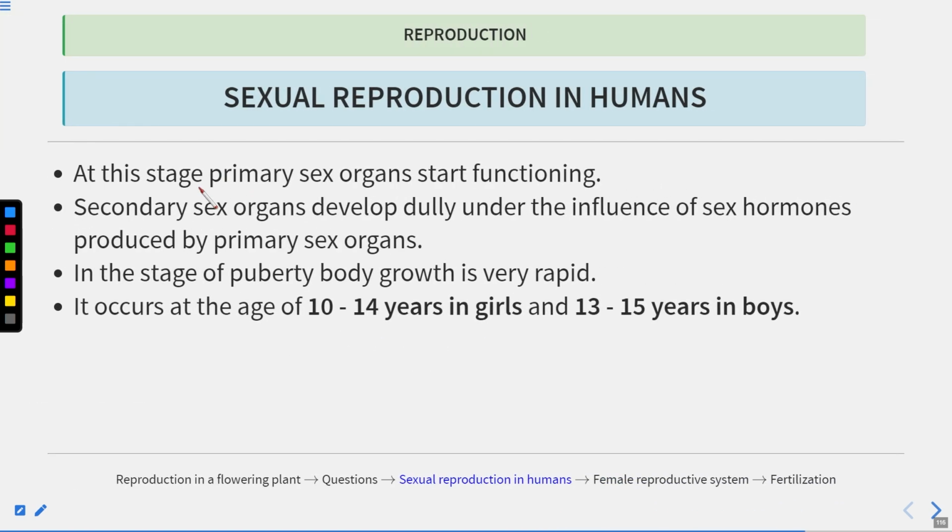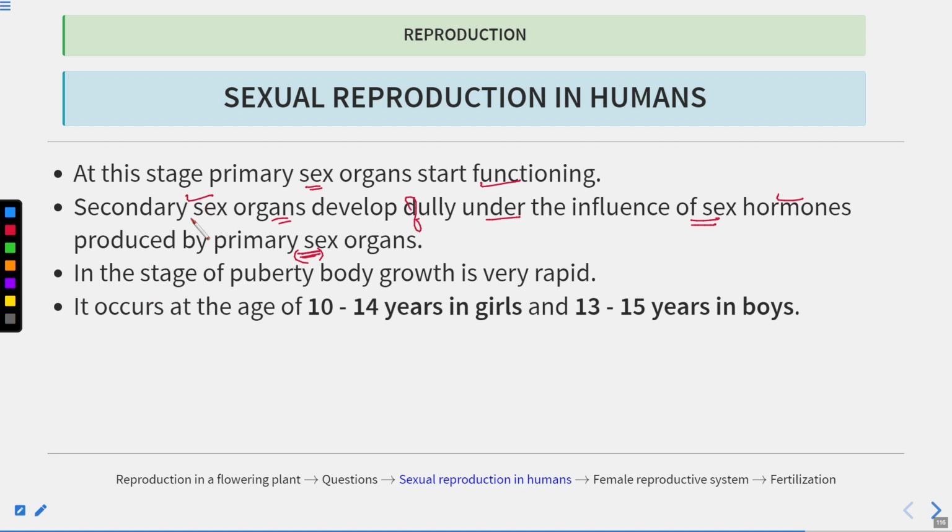Now, at puberty, the primary sex organs start functioning. And the secondary sex organs develop fully under the influence of sex hormones. Sex hormones I've already told you, such as estrogen, progesterone, and testosterone. And these sex hormones are produced by the primary sex organs. So what is the role of primary sex organs? Production of gametes as well as production of hormones. And these sex hormones then influence the secondary sex organs.